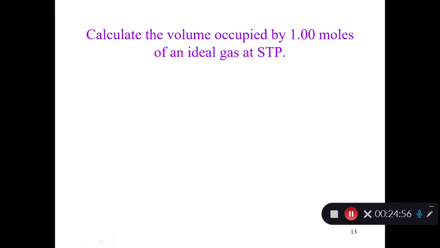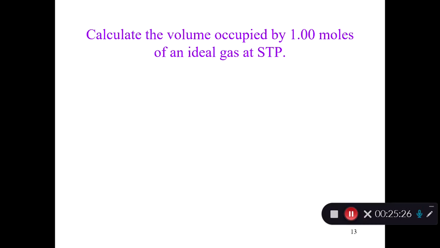For last slide that I'm going to talk about, we are going to talk about why do we need to know STP. STP, standard temperature and pressure. It says calculate the volume occupied by 1 mole of an ideal gas at STP. So N is 1 mole.